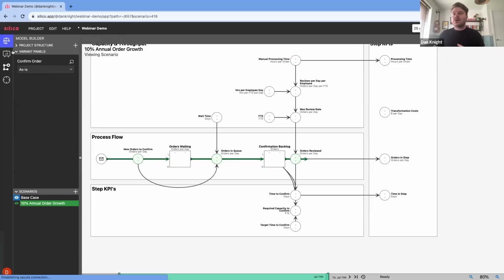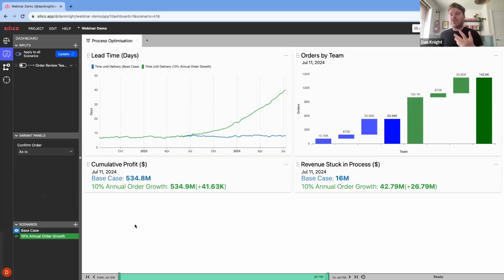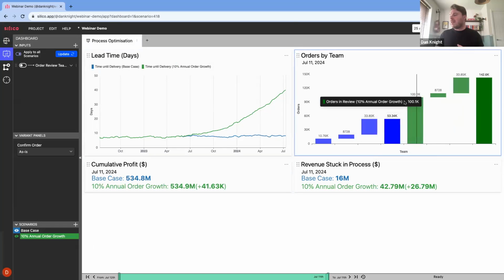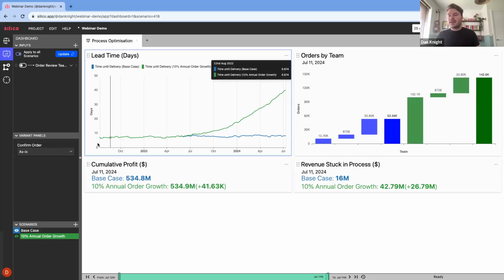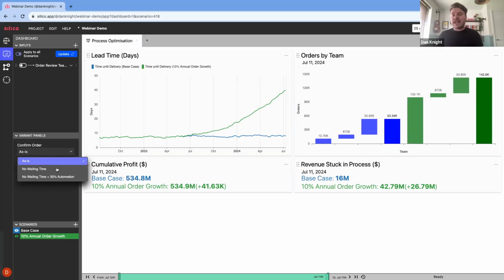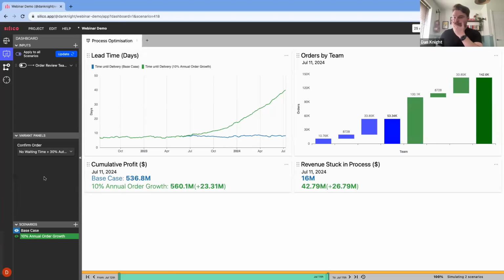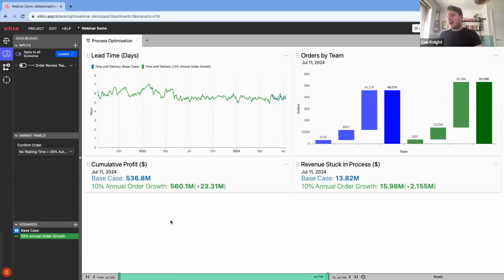So we can go back into our dashboard and look at what impact this is going to have. If you look at the process before, we can see that here was the backlog. This is where we were before. We can see where the backlog was. The transformation team can straight away understand that there's 100K orders in that first phase of the process, and that's where they need to look. If we now select our no waiting time plus 30% automation process change, all of a sudden we're telling a different story to what we were before.